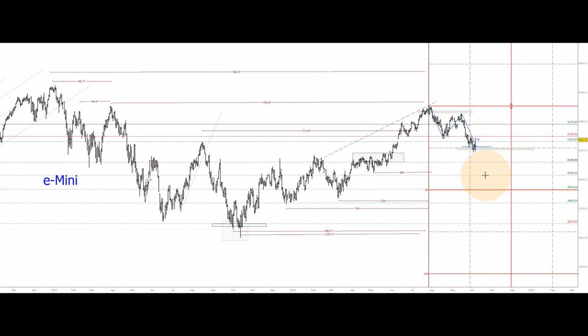You have anything to add? No, I think that's good coverage. We know the key level, and bigger picture, we are not out of the woods, people. Watch the counter trends, see where they fail, and that'll tell you.